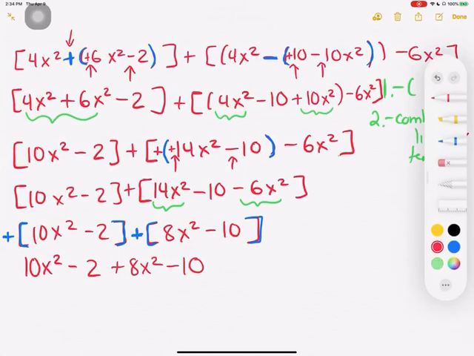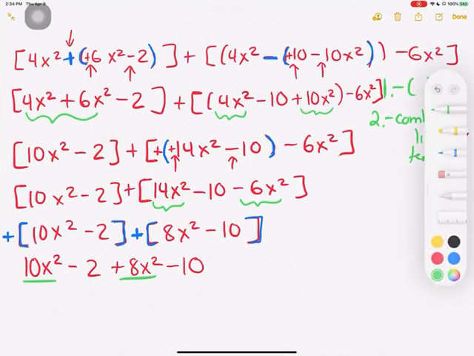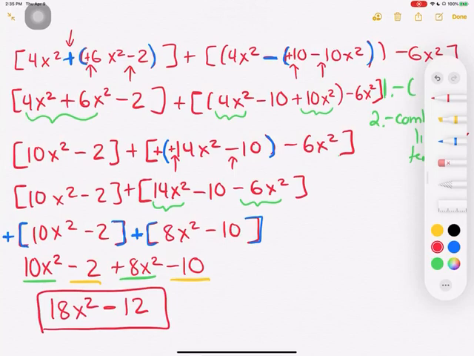Now get rid of parentheses, combine like terms. 10x squared and 8x squared, those I can combine into 18x squared. So 10 plus 8, that's 18. And then I can also combine negative 2 and negative 10. Those two numbers are negatives, so I add them up and give them the common sign. 2 and 10 is 12, and they're both negative. So this should be the result of simplifying this expression by removing parentheses and combining like terms.